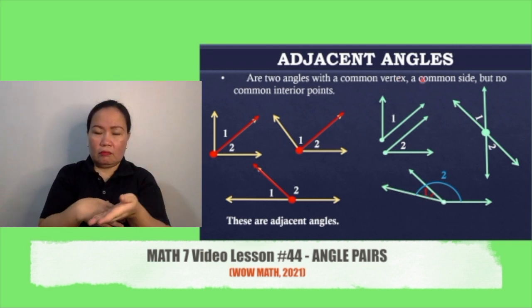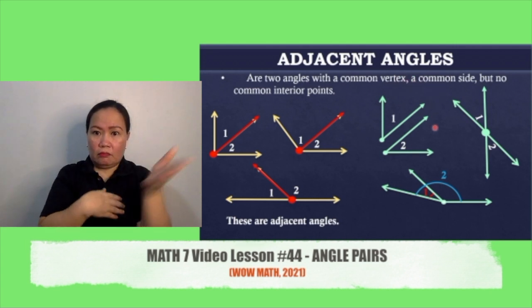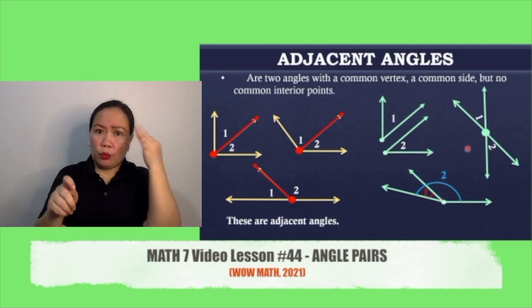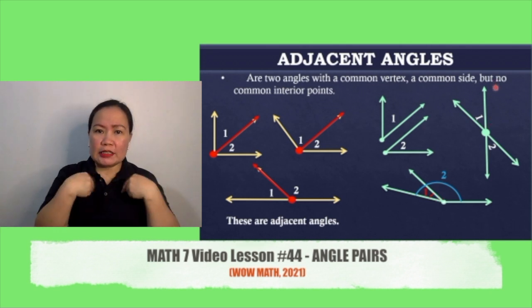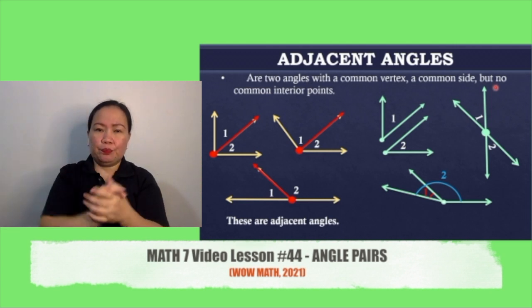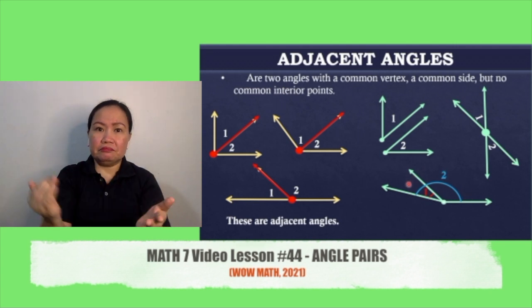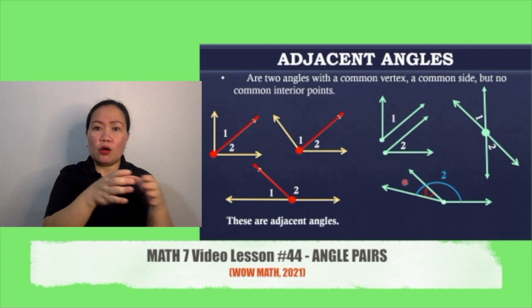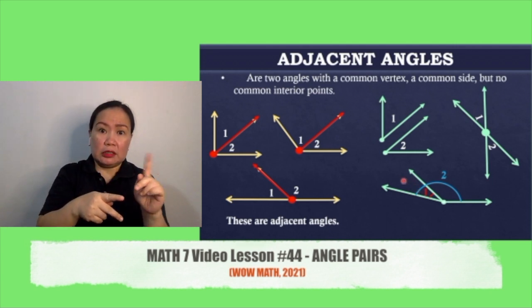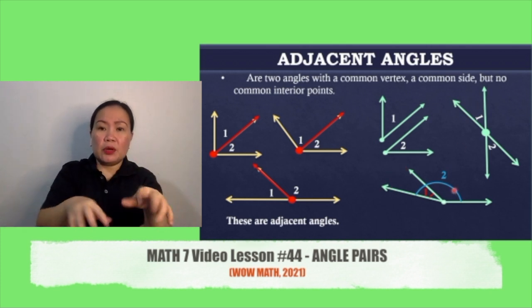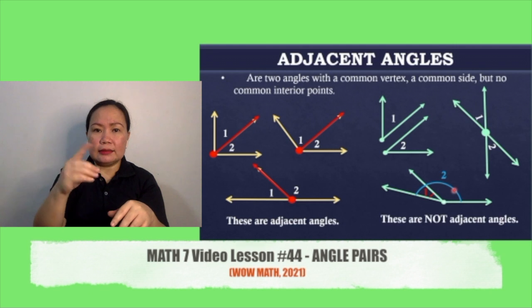So, we check these two. But why is it not adjacent? Because they have common interior points. Based on our definition, there must not be a common interior point. So, they should not have a common interior. So, like this, angle 1, this is its interior. Angle 2, this is its interior. So, it overlaps. Okay? It is the interior of angle 1 and at the same time, it is also the interior of angle 2. It says no common interior point. So, that's why this is not adjacent. So, these angles are not adjacent angles.